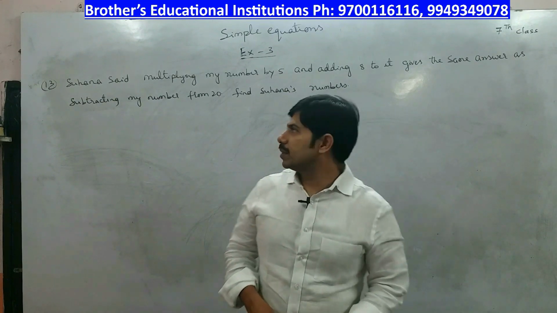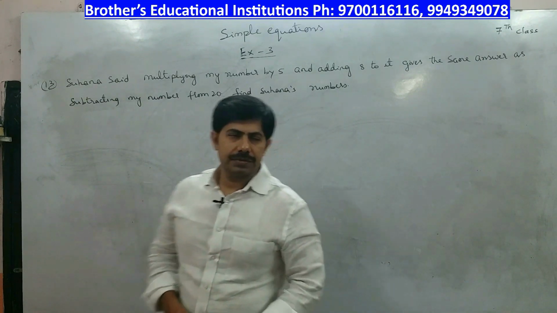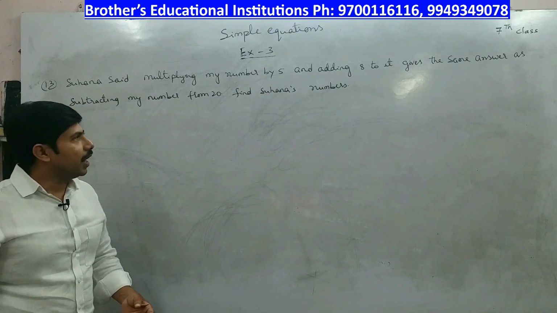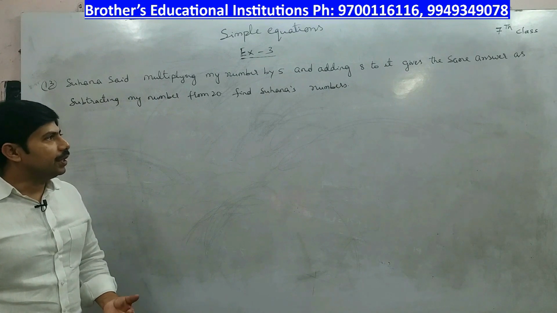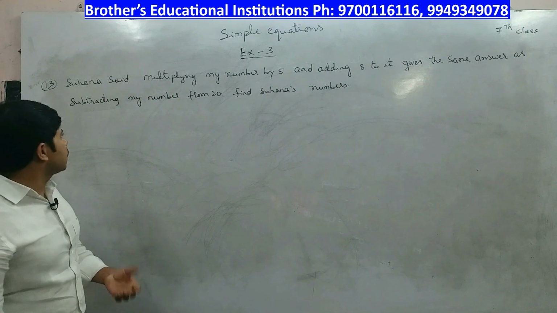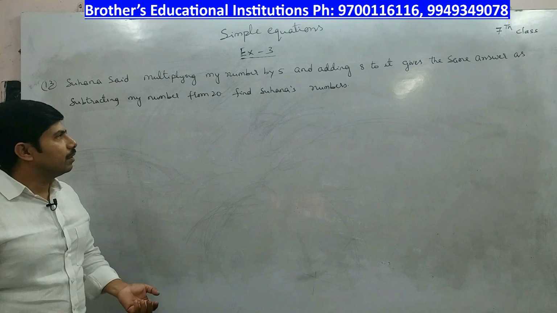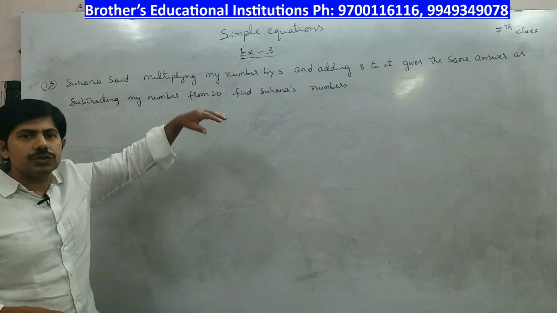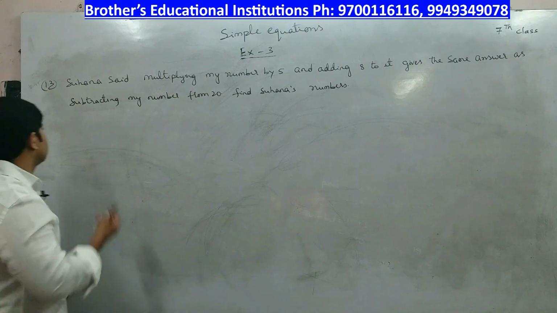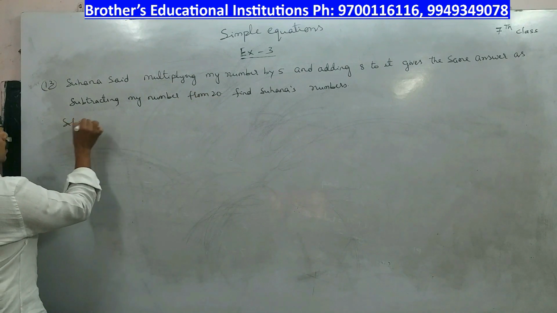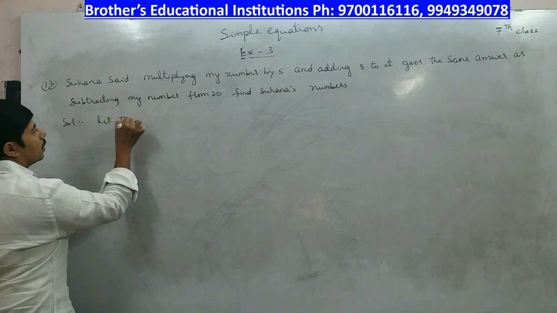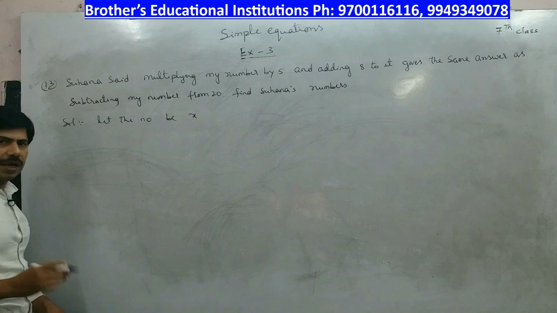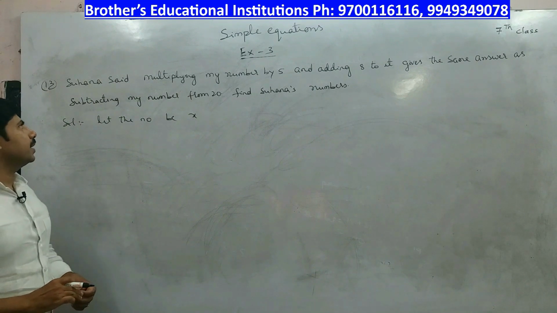So next question. Suhana said, multiplying my number by 5 and adding 8 to it gives the same answer as subtracting my number from 20. Find Suhana's number. So here we have to find the number which Suhana has assumed. So let the number Suhana assumed be x.